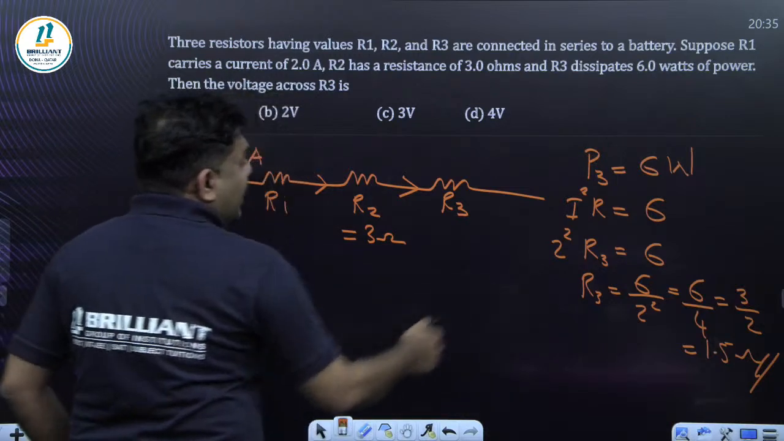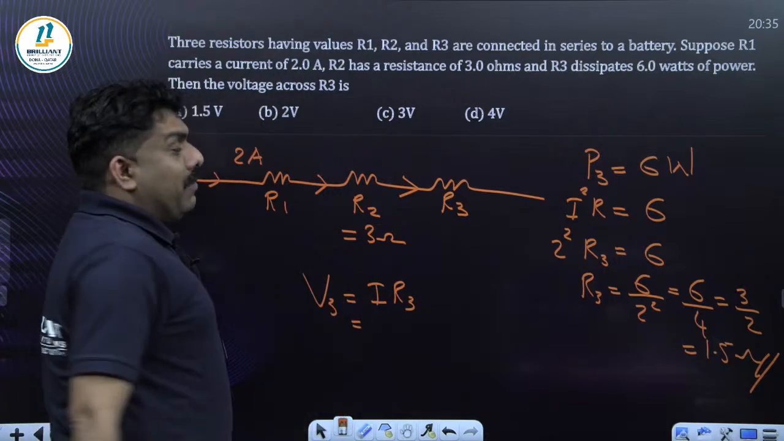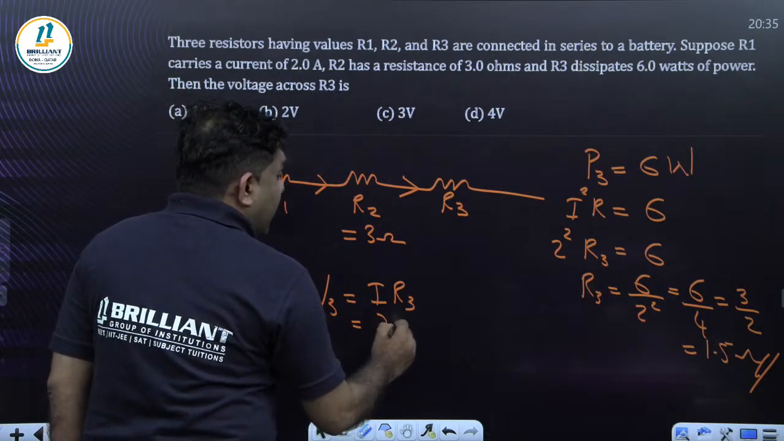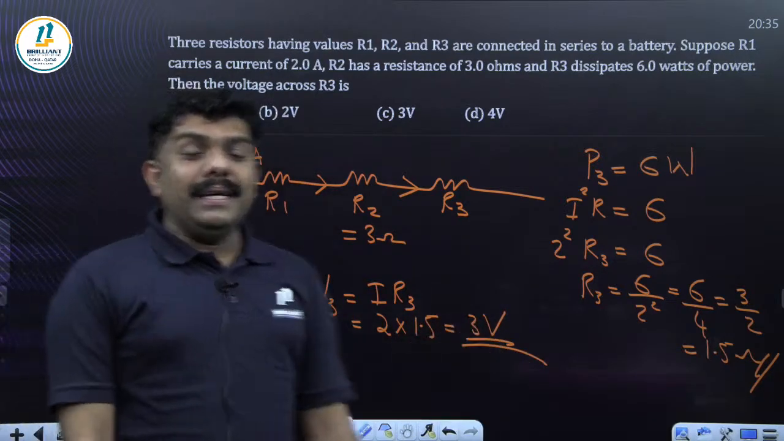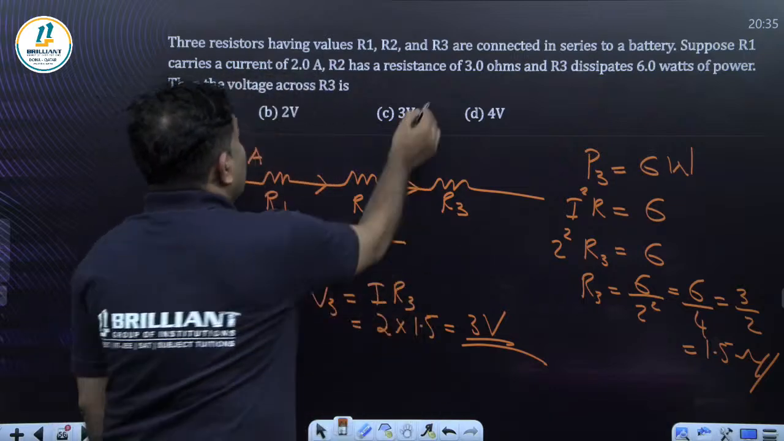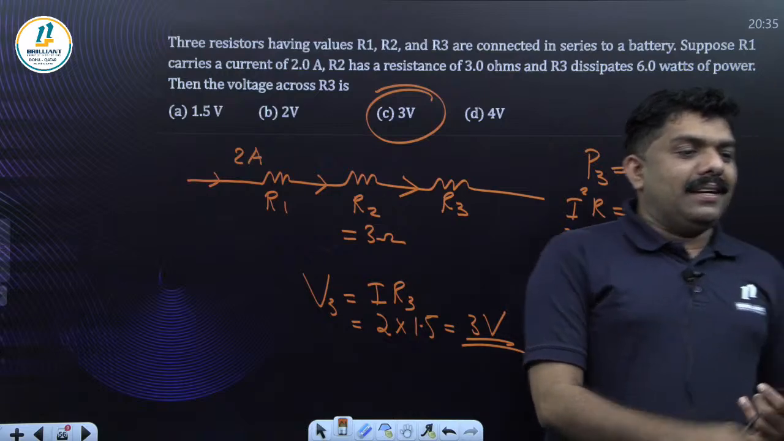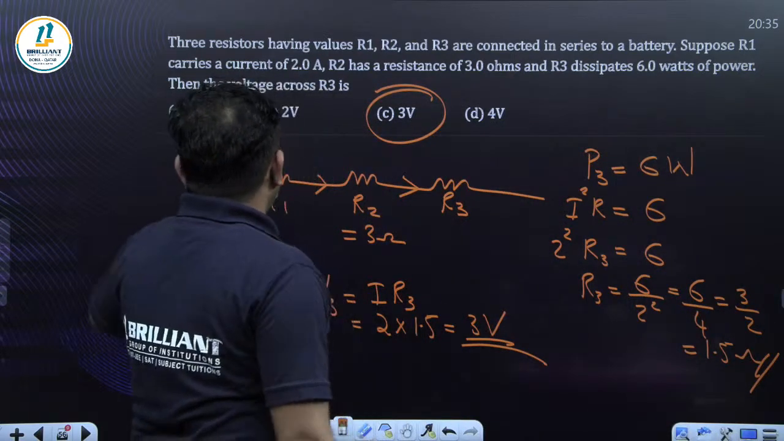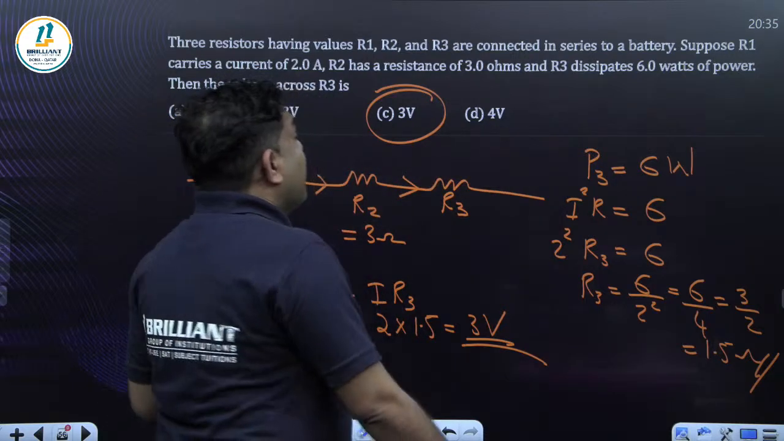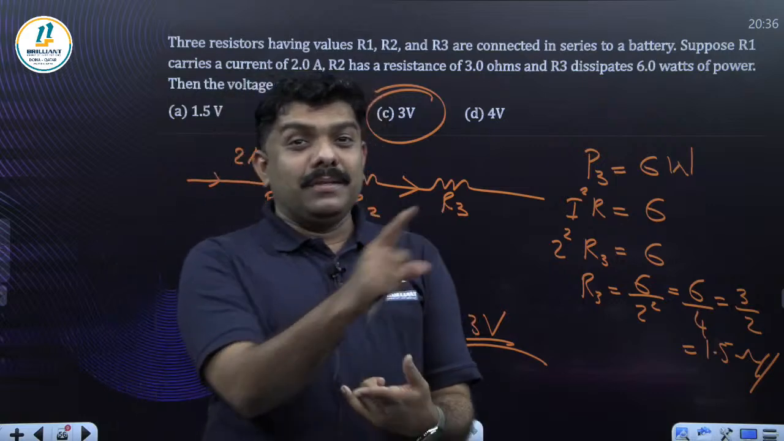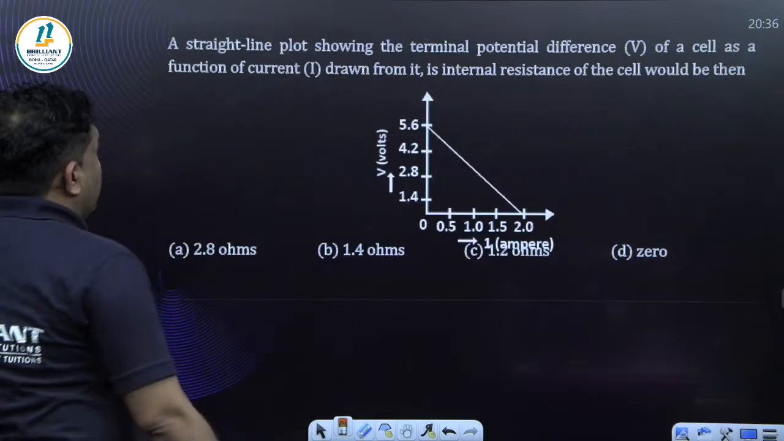But that resistance is not what they are asking. They are asking the voltage across R3. We have got R3 now, so the voltage across R3 is I into R3. The I value is already 2, and R3 you calculated is 1.5. So that is equal to 3 volt. So the voltage across R3 is 3 volt. So option C is the right answer. In this picture, three data are given for three resistors, and from there we deduce using power is equal to I square R. So V3 is equal to 3 V.